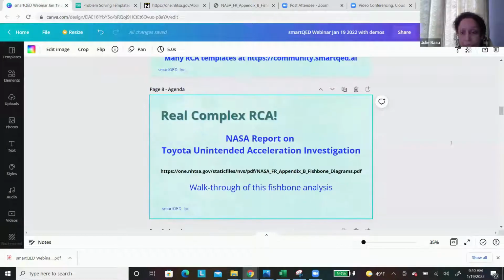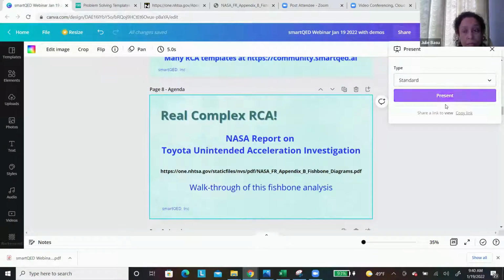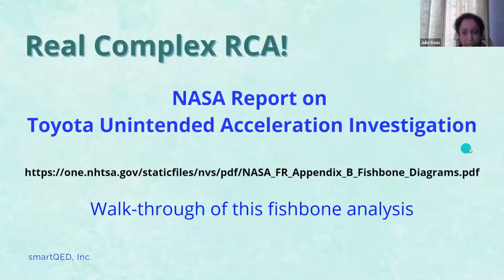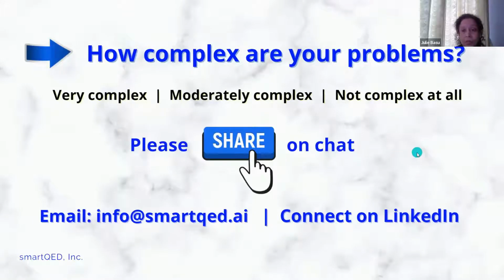Now, getting back to our presentation, real-life RCA can get pretty complicated, and the NASA team did a great job, but I'm pretty sure you also handle complex issues. So we were just curious to understand how complex your problems are. You can say more complex than NASA, very complex, moderately complex, or not complex at all. This information is important to us. We just want to understand where you're coming from so we can better design our solutions. Please share on chat.